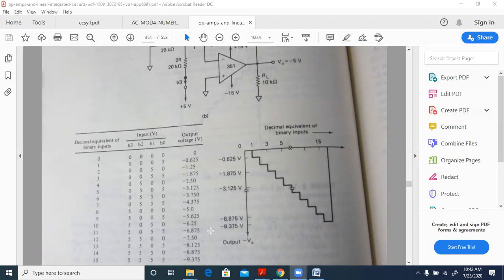That is minus 9.375, the maximum value for B3 equal to B2 equal to B1 equal to B0 equal to 1. That will be 15, that will give us the value which is 15 to base 10. 1111 to base 2 is 15 to base 10, corresponding to the maximum value.